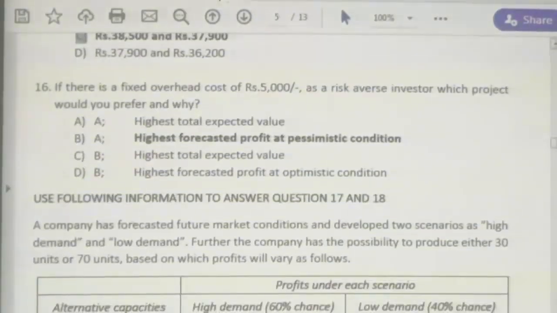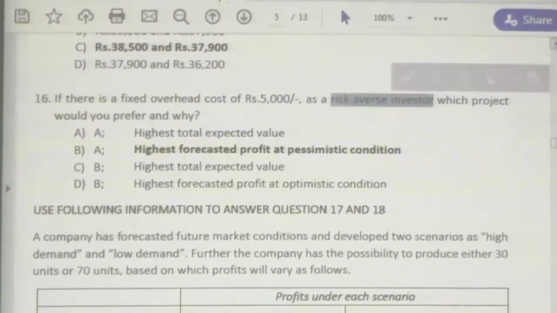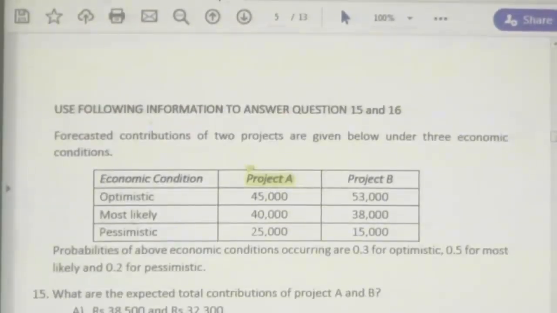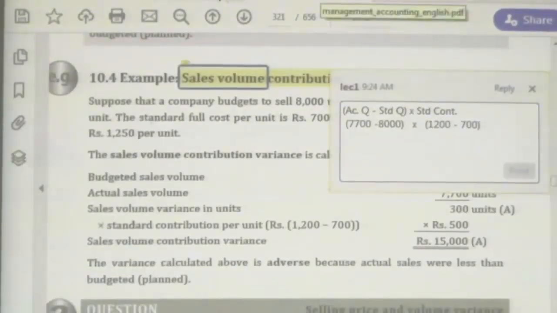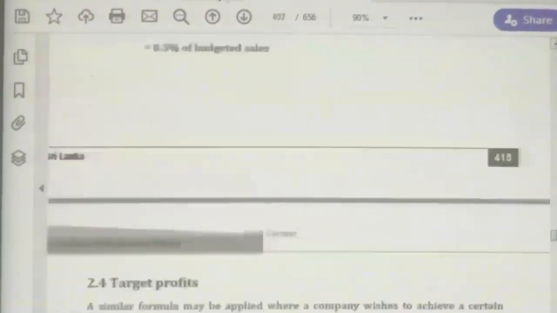Then question 16 relates to that question. If there is a fixed overhead cost of 5,000, as a risk averse investor, this is very important, right? As a risk averse investor, which project would you prefer and why? In decision rules, there are three techniques of getting decisions.